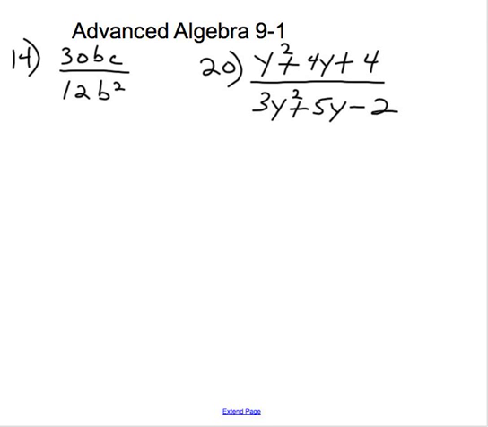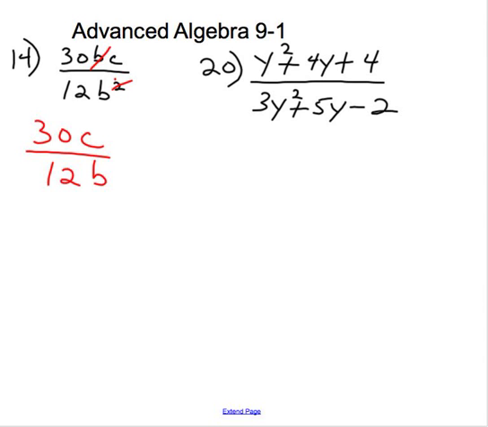In number 14, I have b's in the numerator and b's in the denominator, so I can cancel them out. Only one of the denominators is going to cancel. So I'm left with 30c over 12b.